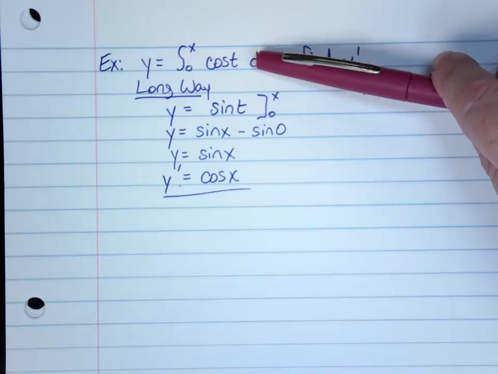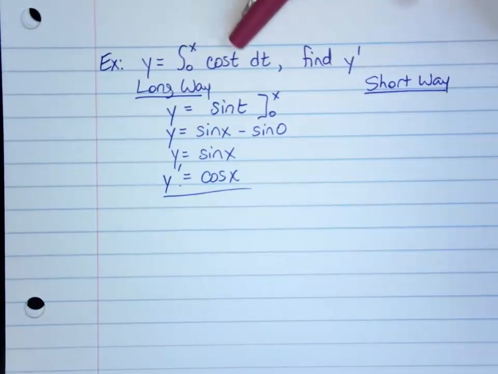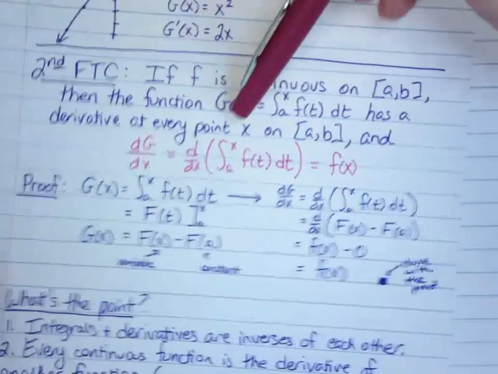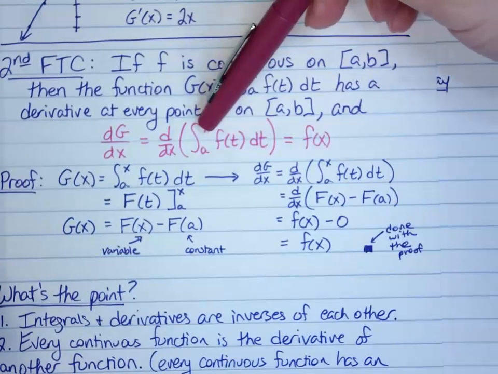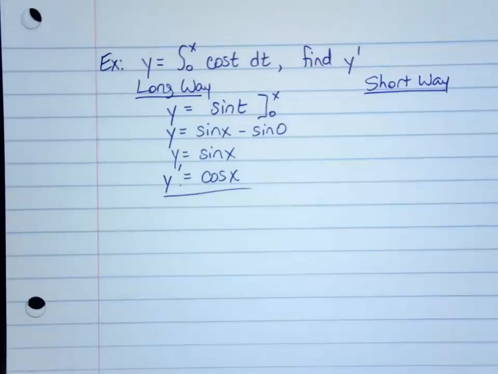So basically what's going on is when you take the derivative of an integral, the variable changes. The x drops in here and changes the t to an x. That's basically what happened in the theorem, right? Here's the theorem. It went from f of t to f of x. So that is the short way.